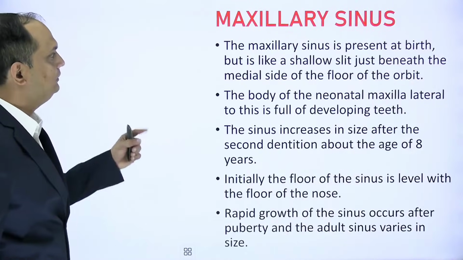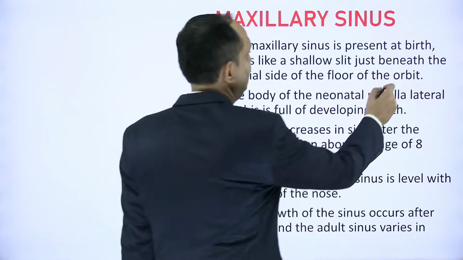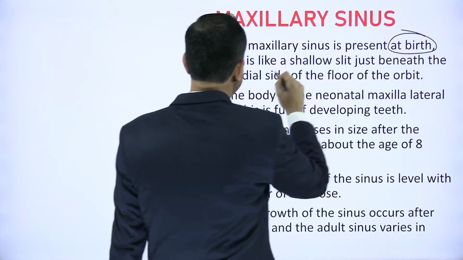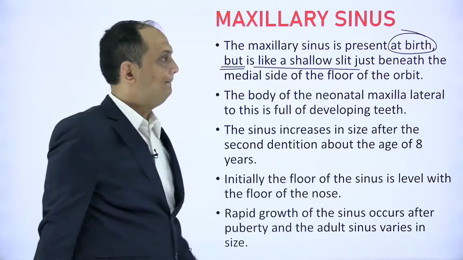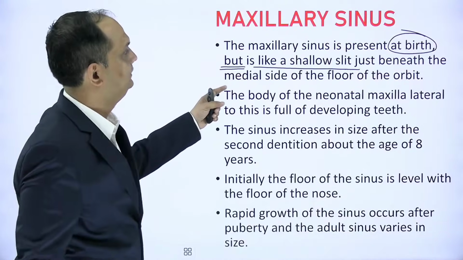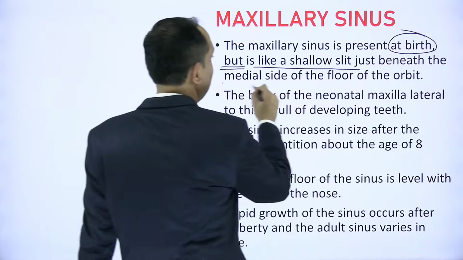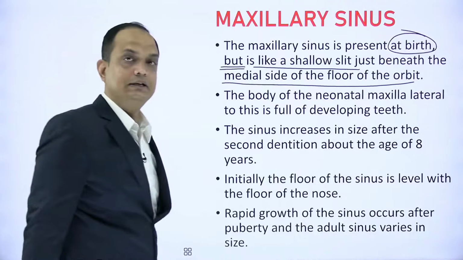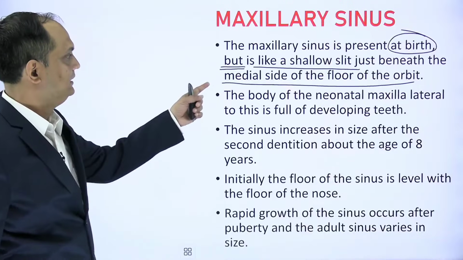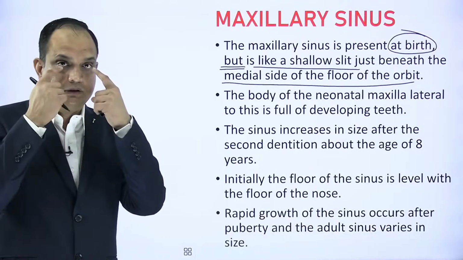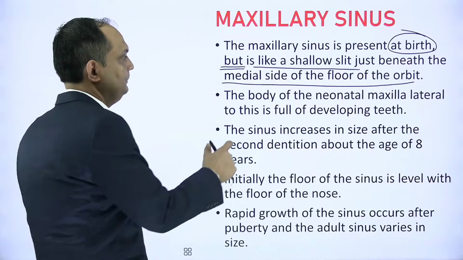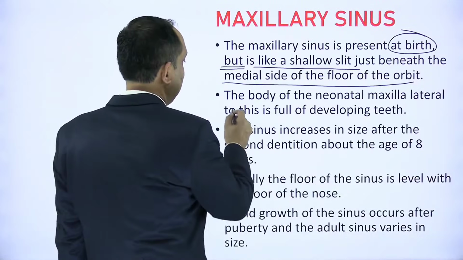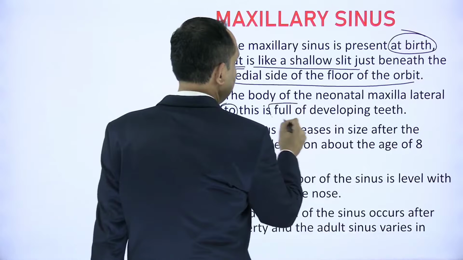Now, the maxillary sinus is present at birth, which we have already discussed, and initially it is just like a shallow slit beneath the medial side of the floor of the orbit. So, when you see the positioning of the maxillary sinus, it is definitely present below the floor of the orbit, but initially it is just a very shallow slit. The body of the neonatal maxilla lateral to this is full of developing teeth.